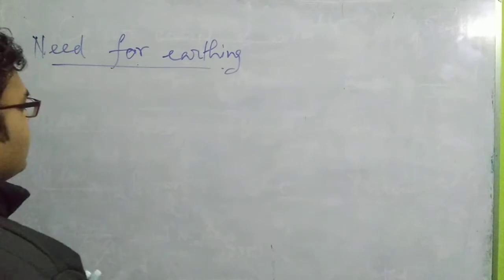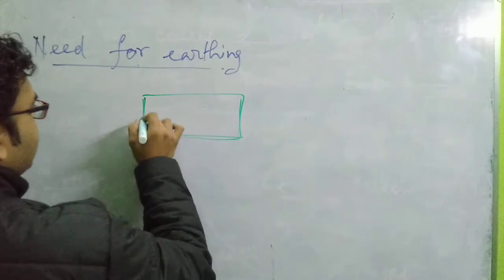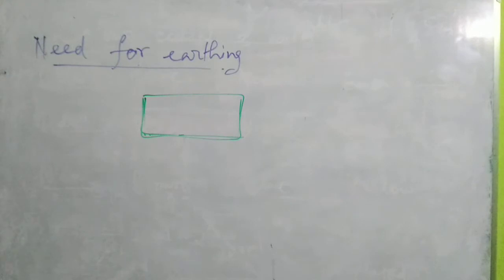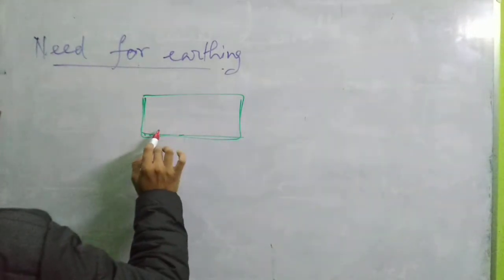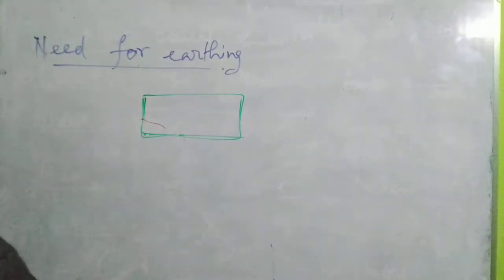See, consider an appliance which has a metallic casing. There are many wires present in the appliance. Now, among those wires, if within the appliance the insulation of a live wire breaks, and the live wire slightly comes in touch with the metallic casing of the appliance or device, in this case, what will happen?